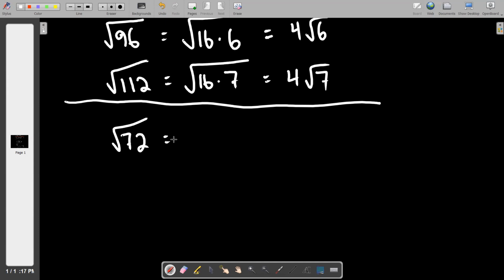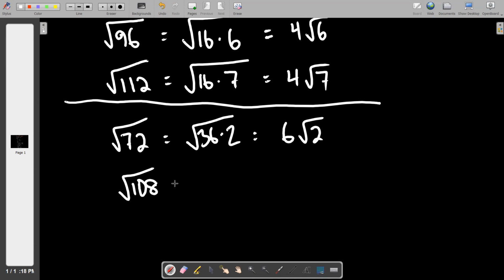Just trying to make you better mathematicians here, make you quicker, more fluent with the language. What's 72? That's what it is. Who'd have thunk it? 36 times 2. What a gorgeous combination. What's the square root of 36? So our answer is 6 root 2. How about the square root of 108?